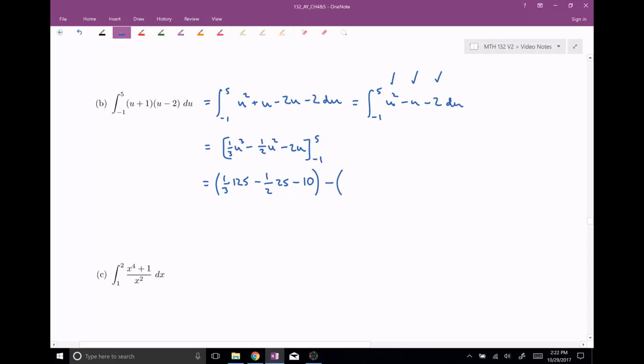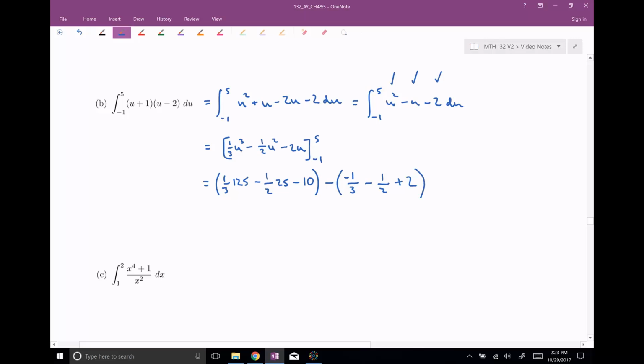And then subtract away when I plug in -1. So when I plug in -1, -1 cubed is going to be -1, so I'm going to have -1/3. -1 squared is just going to be 1, so that's going to be minus a half. And then when I plug in -1 here, this is going to be +2.